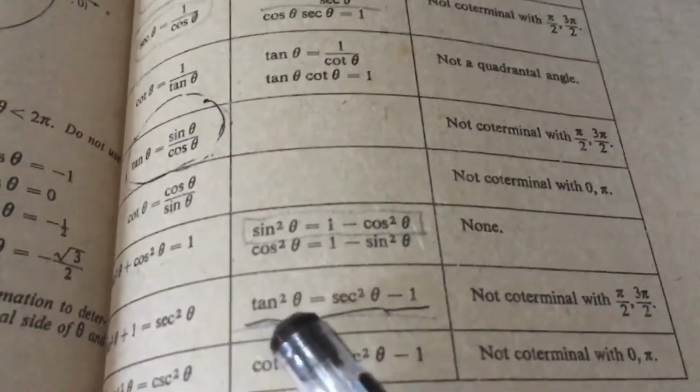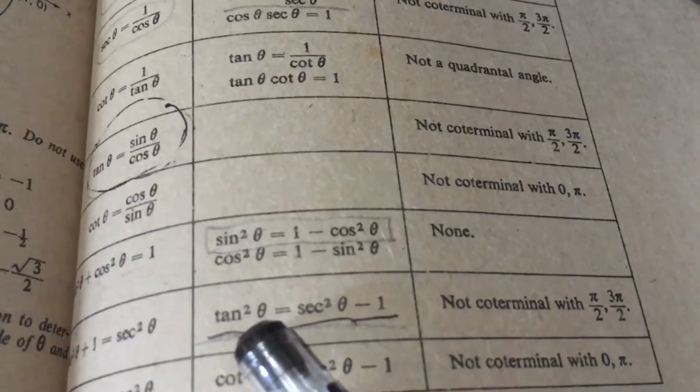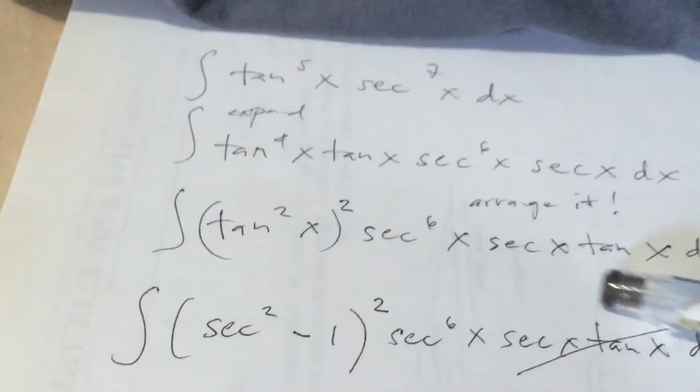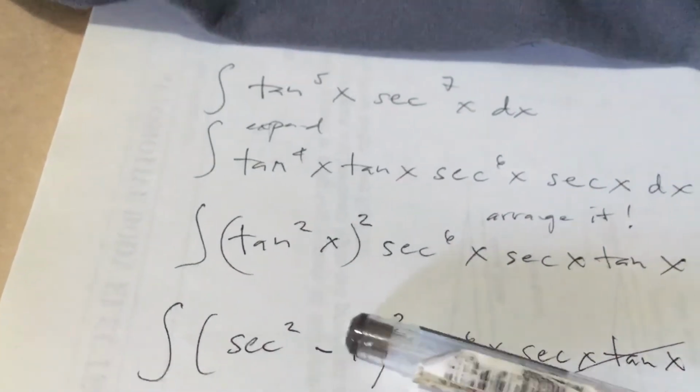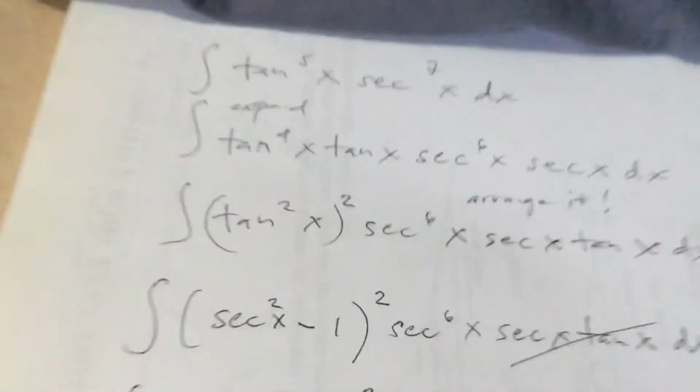I will show you here in the book. Instead of using a theta, we are going to use x. Secant x, I forgot the x. Sorry about that.